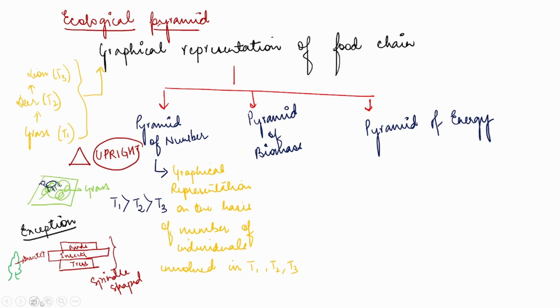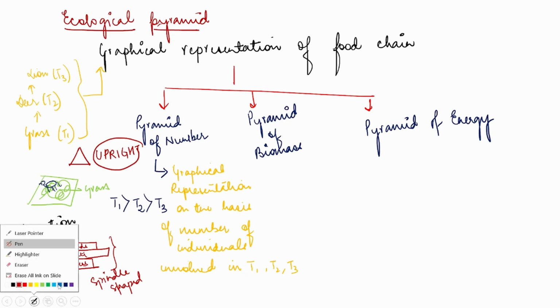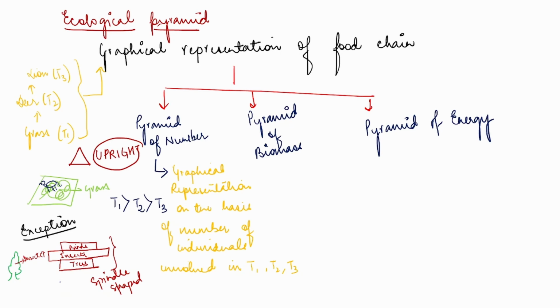If we talk about pyramid of biomass, what is pyramid of biomass? It is always upright. Pyramid of biomass means an increase in biomass formation. Yes. Pyramid of biomass is always upright for terrestrial organisms.